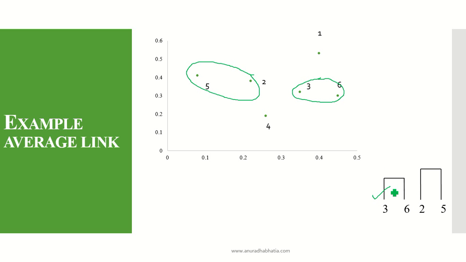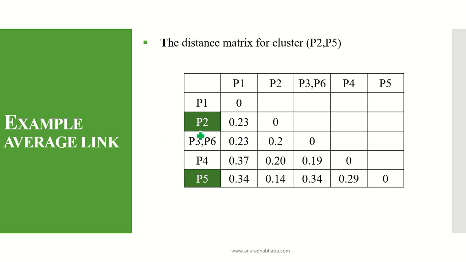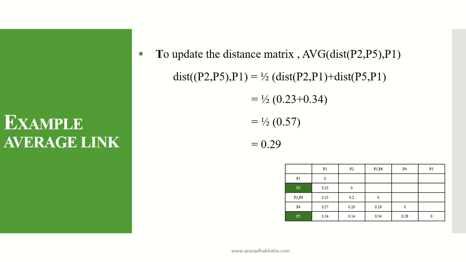Now I need to recalculate my distance for this cluster P2, P5, again using the average link. So the average distance between P2, P5 and P1. From P2 to P1, what is the distance? It's 0.23, and P5 to P1 is 0.34. I need to find the average of the 2 points. So 0.23 plus 0.34 is 0.57, and I get the value 0.29.